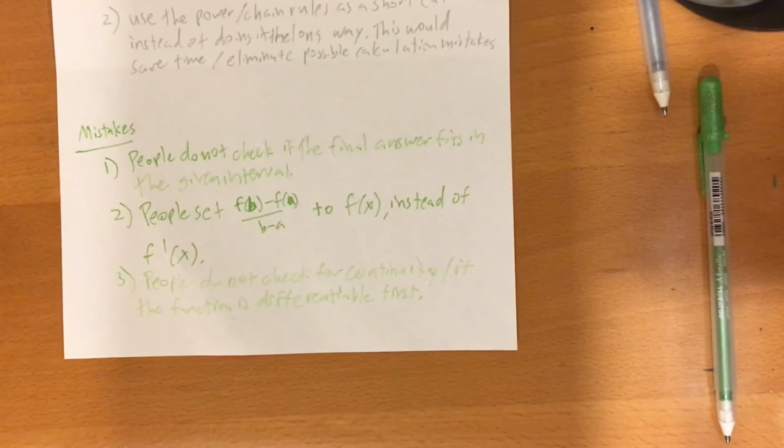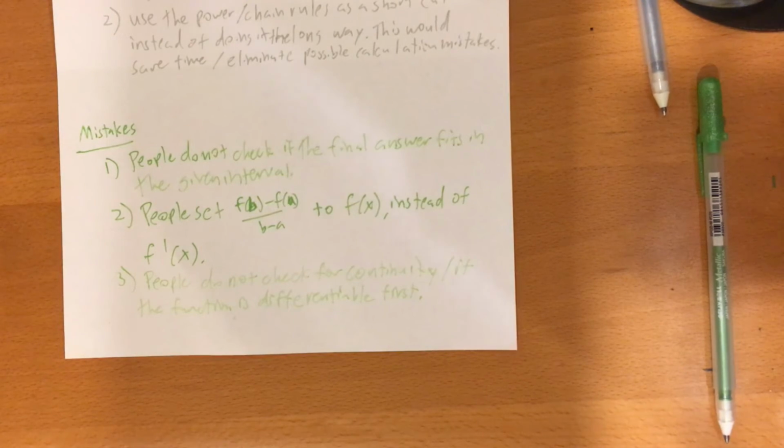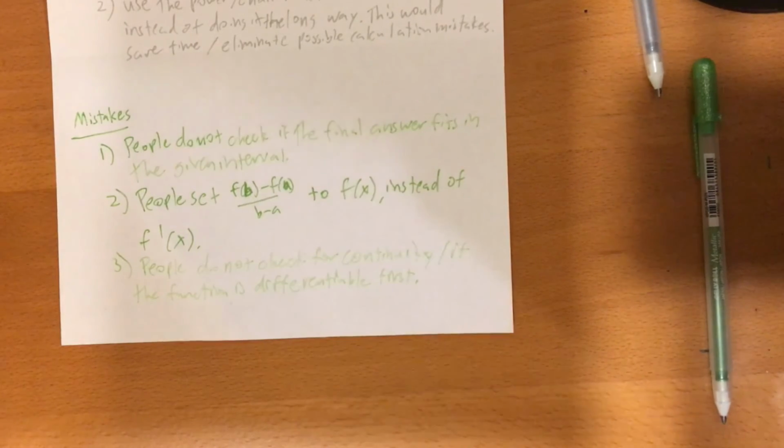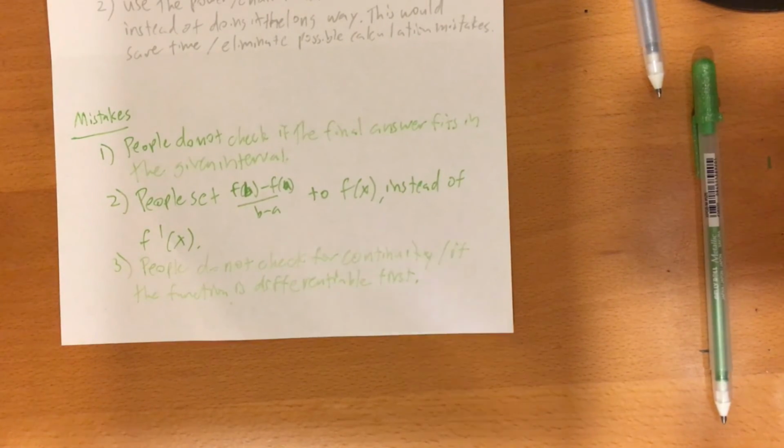There are a lot of mistakes that people can make when using the mean value theorem. First, people do not check if the final answer fits in the given interval. The final answer has to be in the given interval, otherwise it does not answer the question. Another mistake people commonly make is setting the slope connecting the endpoints equal to f of x instead of f prime of x. This would result in a completely incorrect answer. One more mistake includes not checking for continuity or if the function is differentiable before you even try to solve it, because if it's not continuous or differentiable, then you can't use the mean value theorem.